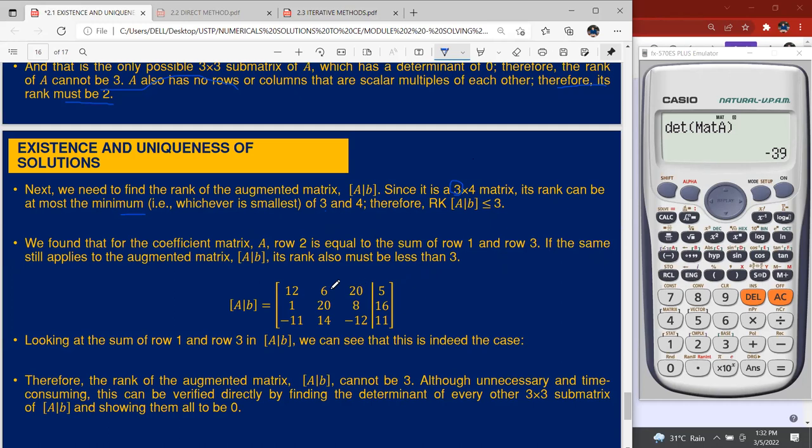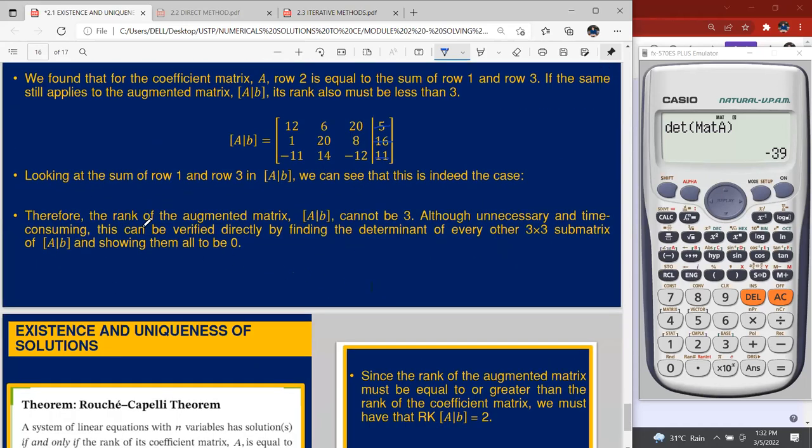Check na to. Row 1 plus row 3 is equal to row 2. 5 plus 11 is 16 gihapon. See? Dependent gihapon siya. Looking at the sum of row 1 and row 3 of the augmented matrix, you can see that this is indeed the case. Therefore, the rank of the augmented matrix AB cannot be 3 also.